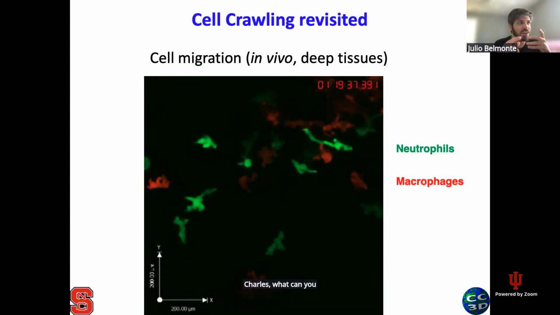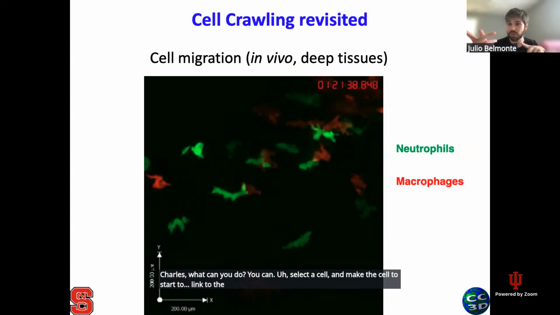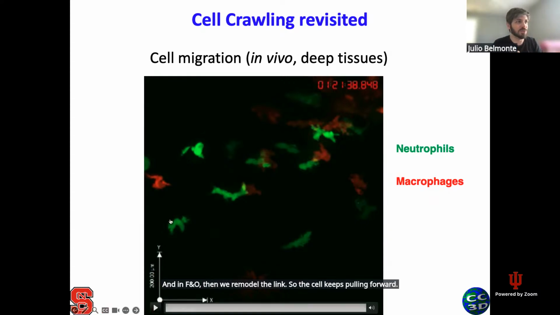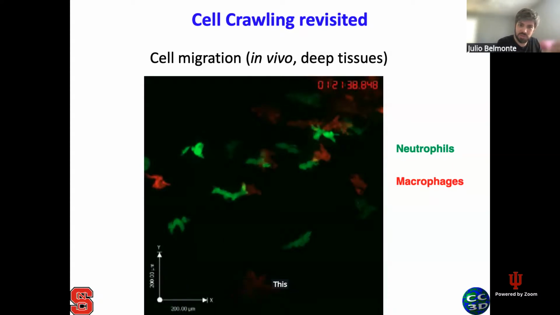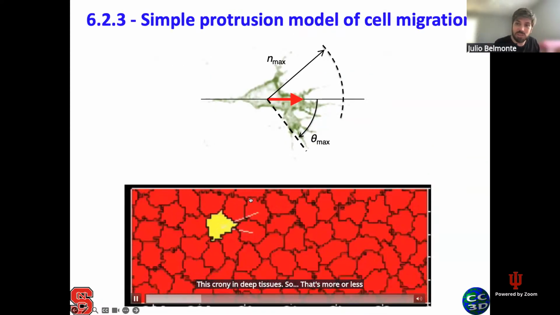Because what can you do? You can select a cell and make it start to link to the cells in front of it. So you have to define where the front of the cell is and what the back of the cell is. This assumes a previous polarization of the cell. Then the cell links to the cell in front of it at a distance further than its target distance, and then it pulls. And every now and then we remodel the links so the cell keeps pulling forward. That's going to be a good way to model this crawling in deep tissues. So that's more or less what we want to do now.